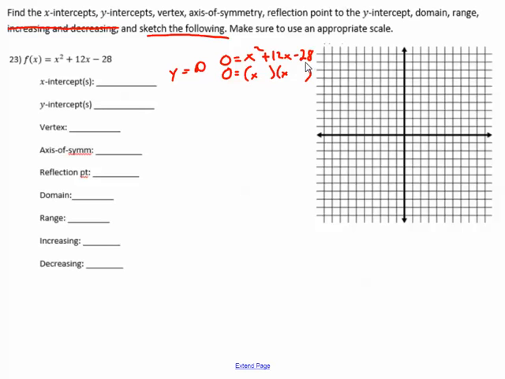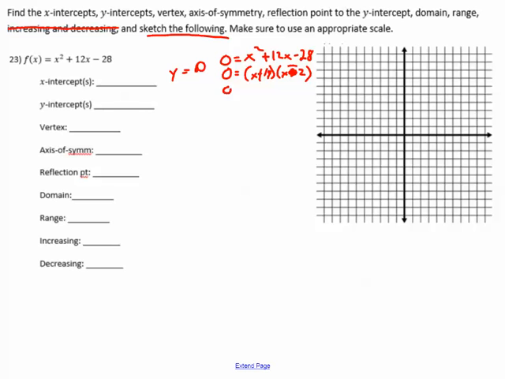I've got to find two numbers that multiply together to get negative 28 and add up to positive 12. I'm going to say one would be negative 14, one would be positive 2. Negative 14 times positive 2 would be negative 28, but they add up to negative 12. So I'm going to have to change those signs. It should be a plus 14 and a minus 2. Positive 14 times negative 2 is negative 28, and positive 14 plus negative 2 adds up to positive 12x. So there is my factorization.